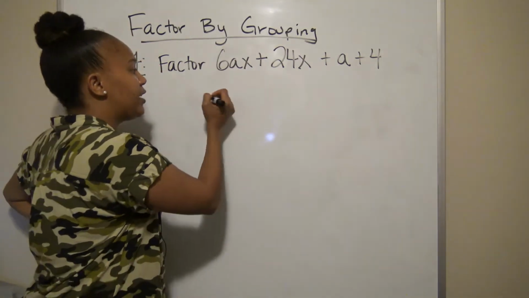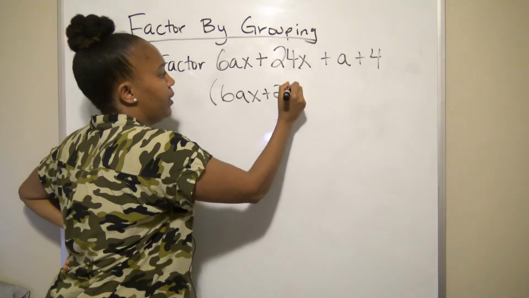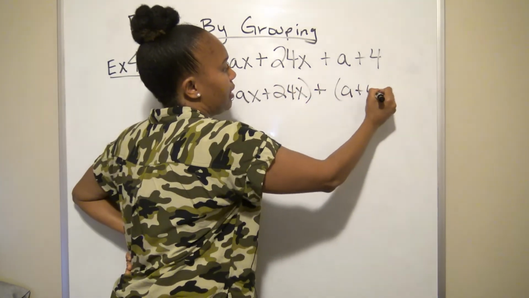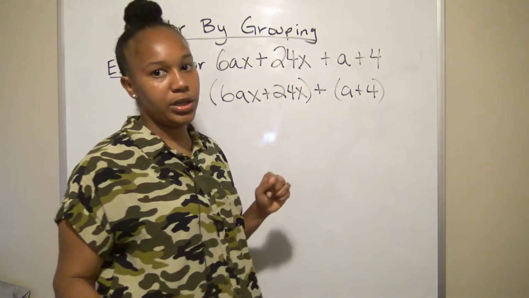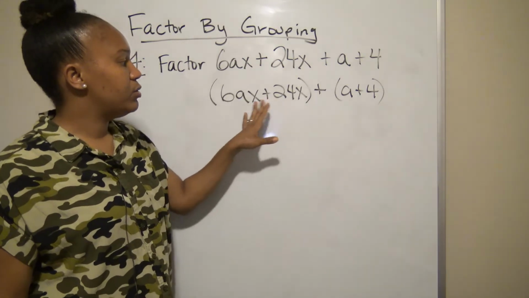So the first step of factor by grouping is to put the first 2 terms together in parentheses. So group the first 2 terms and group the last 2 terms, and always separate those parentheses with a plus sign. Alrighty, so now you want to look and see, what do these 2 terms have in common?